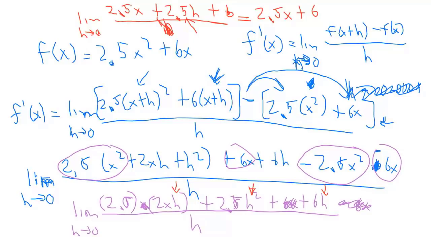Whoops, okay, so I missed this. So this actually multiplies out. So 2.5 times 2 is 5. So then we actually have a 5x, and this actually becomes 5x as well. So we get 5x plus 6. Sorry about that.